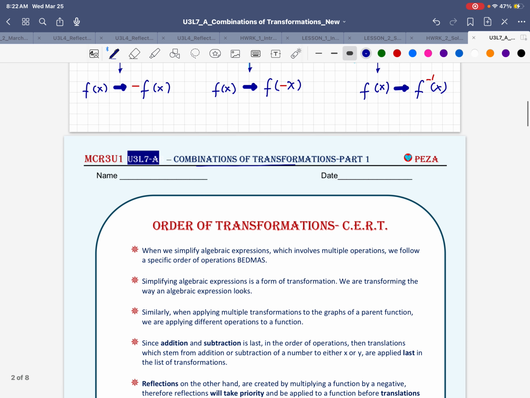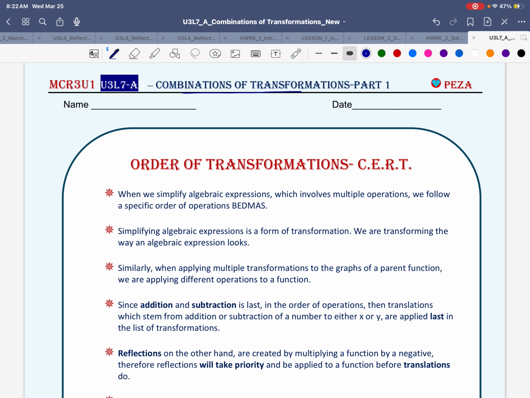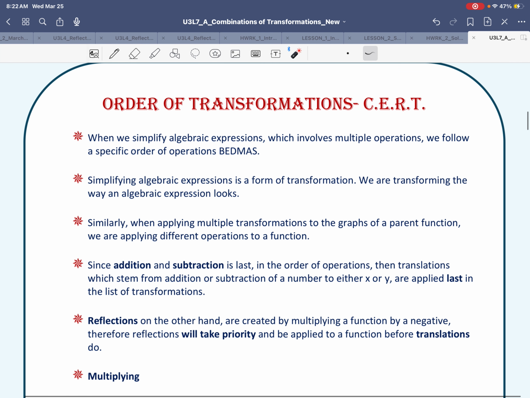Now, in today's lesson, we are going to look into all the transformations applied all at once on the graph of a function. And for this, we have to follow a certain procedure, and we're going to start off with just that. So when we simplify algebraic expressions, which involve multiple operations such as addition, multiplication, subtraction, division, we follow a specific order which we are very familiar with. We call it BADMAS, which suggests that to simplify correctly, we need to simplify inside the brackets first and then apply the exponents. Division, multiplication, addition, and subtraction are left for last.